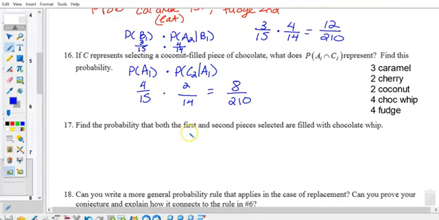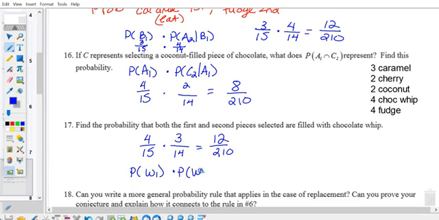All right. Probably the first and the second are both chocolate whipped. So there are 4 chocolate whipped out of 15, but then I've eaten one, so there's only 14 left, but I also want another chocolate whip. So I've eaten one of the 4, so now there's only 3 chocolate whips left. So I was going to put that in symbols. That's the probability of getting a whipped first times the probability of getting a whipped second, given that I already got a whipped first.